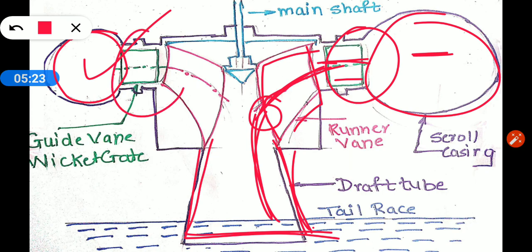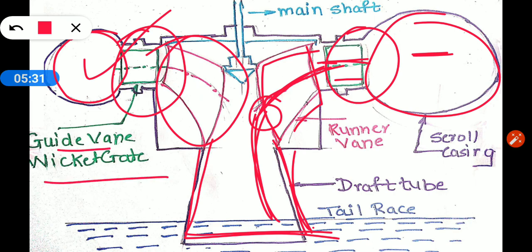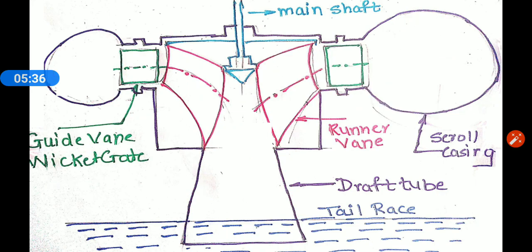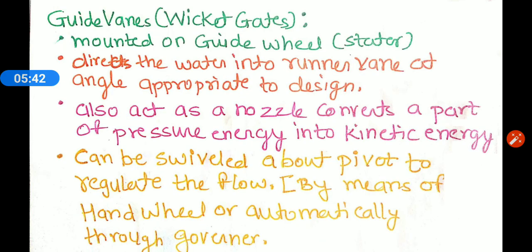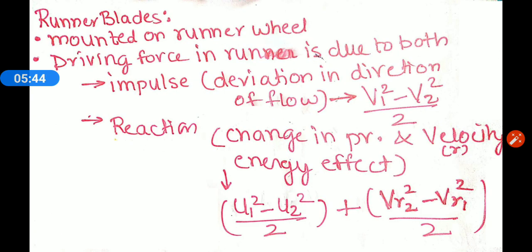Fine. Then second thing, this is guide vane, and then this is the runner vane. Fine. Now guide vanes are also called as wicket gates. Fine. Then water finally discharges into the tail race. Fine. Draft tube we will learn later on in this lecture. Fine. So this we have learned: guide vanes, wicket gates.